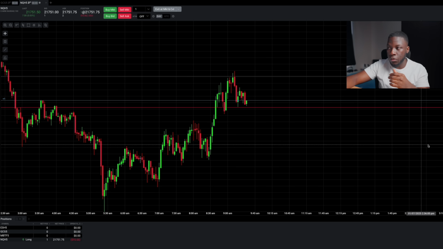As soon as I have my stop loss, I put that in, times it by 5 for Nasdaq, and boom, I just know how much I'm going to lose. So obviously that's just what my risk is. So obviously 2 contracts would then be 300, just based on basic maths, right?